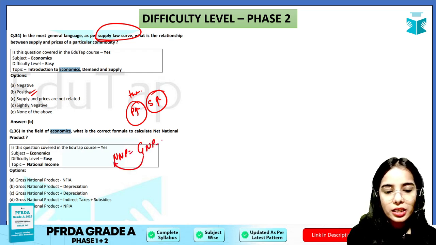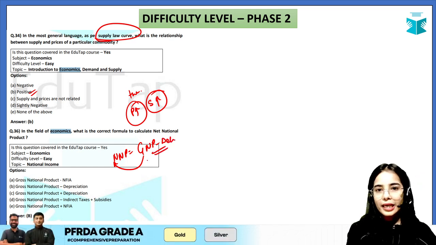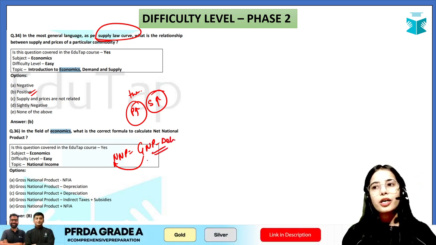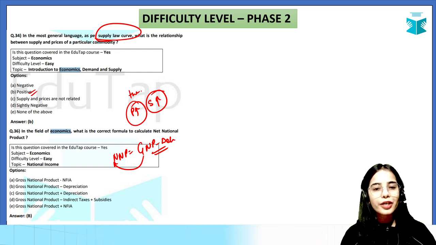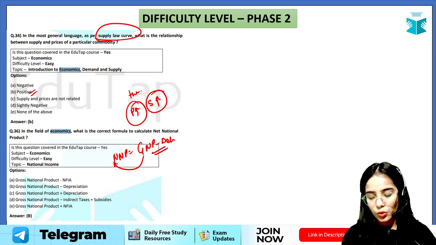So, gross to net: deduct depreciation. Again, if you have the clarity of the basic topics, you will be able to answer this question, okay?